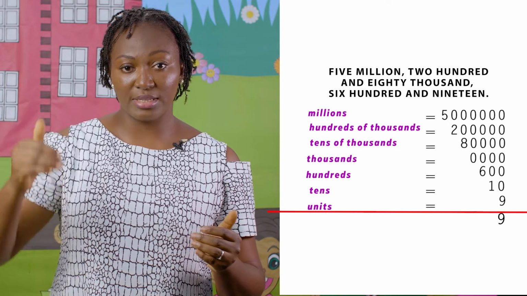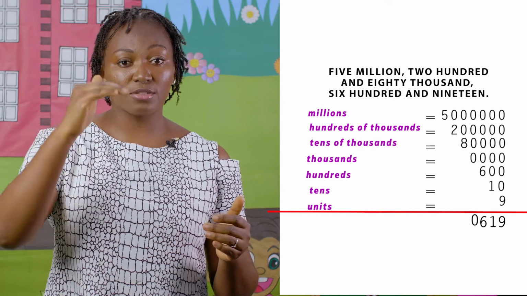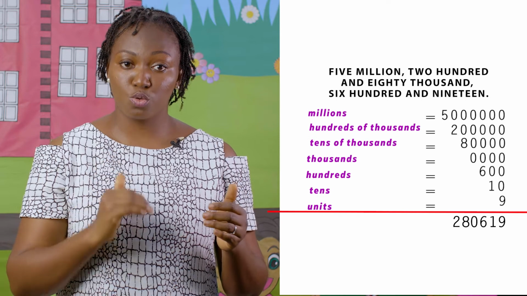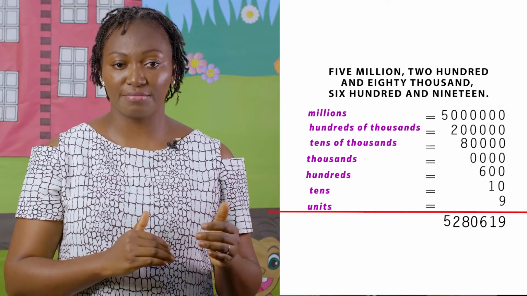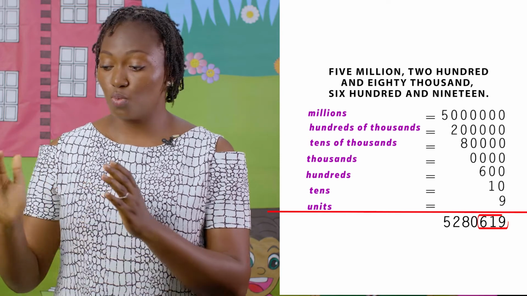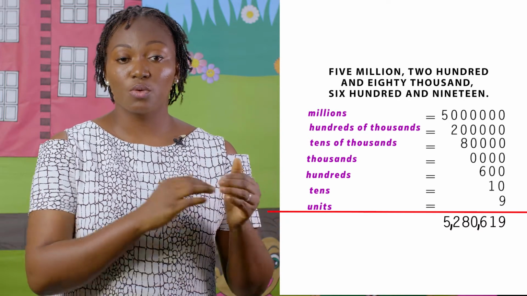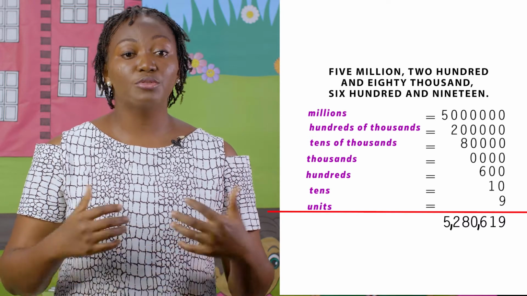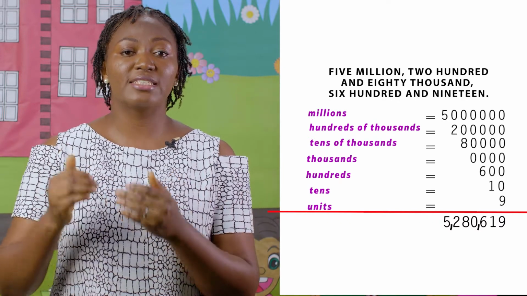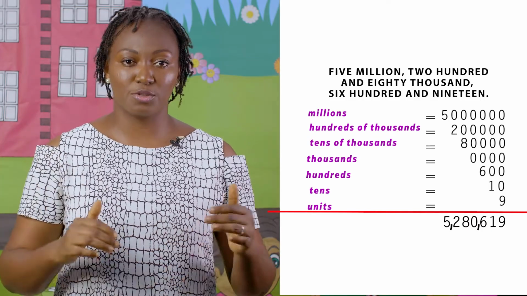You have in the unit place 9, in the tens place 1, in the hundreds place 6, in the thousands place 0, the tens of thousands place 8, hundreds of thousands place 2, and in the millions place you have 5. Reading our numbers correctly, we group them in threes, starting from the right. 1, 2, 3, comma, 1, 2, 3, comma, and the rest of it. When you do this, it makes it easier to read. And when reading, you pause as you see the comma. So this is read as 5,280,619. We have successfully written out the number as it is supposed to be.